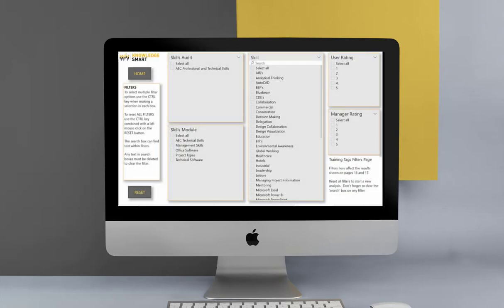Analysis of the training tags resulting from the skills audits identifies opportunities for learning and development. Starting on the training tag filter page, the choice is made to look closely at project types and all users who rated themselves just 1 or 2 in this area.